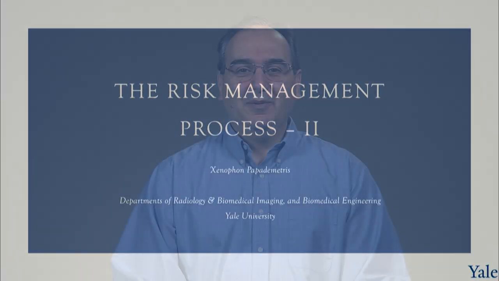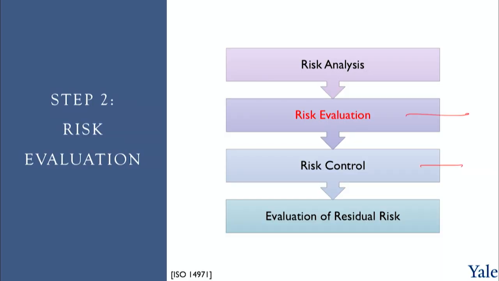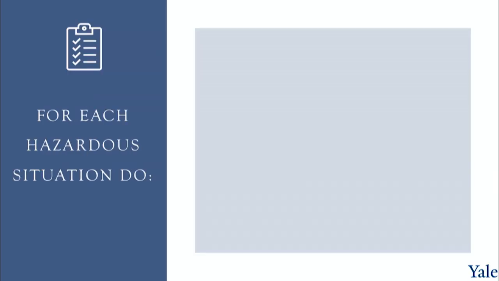So in this final segment, we'll conclude our discussion of the risk management process. We'll talk about risk evaluation, risk control, residual risk, and we'll have some comments at the end as we conclude the discussion of this topic. So this is a flowchart we've been using. We're done with risk analysis, and now we're going to talk about risk evaluation, risk control, and residual risk to conclude our discussion. So risk evaluation, for each hazardous situation, we evaluate the estimated risks.